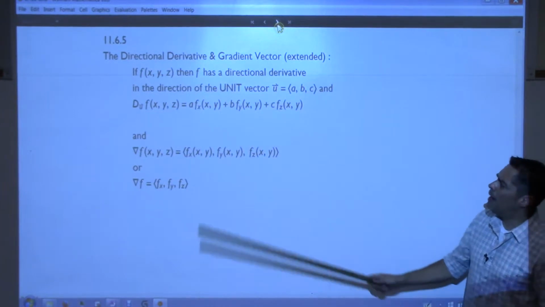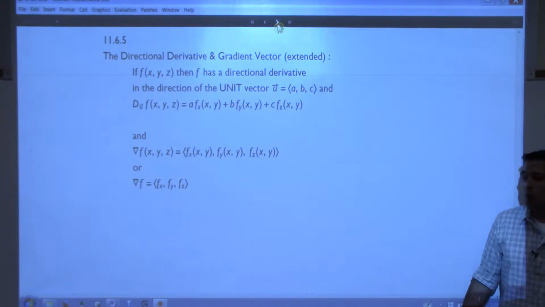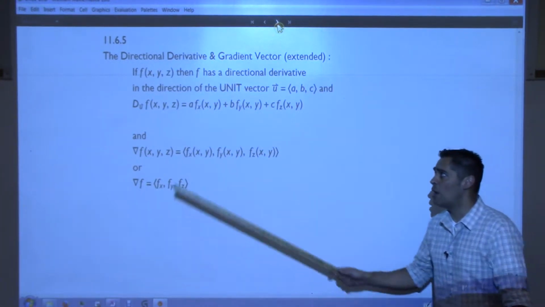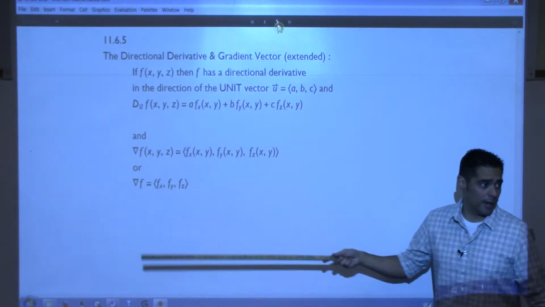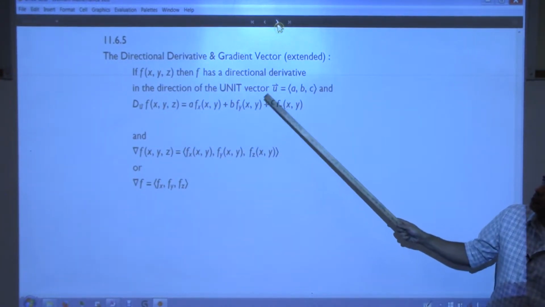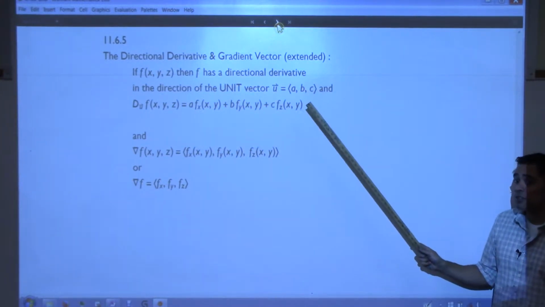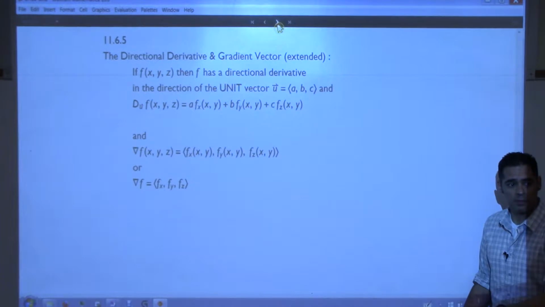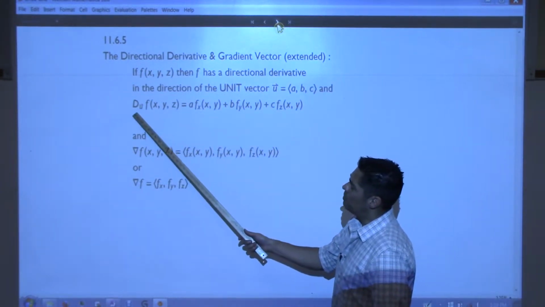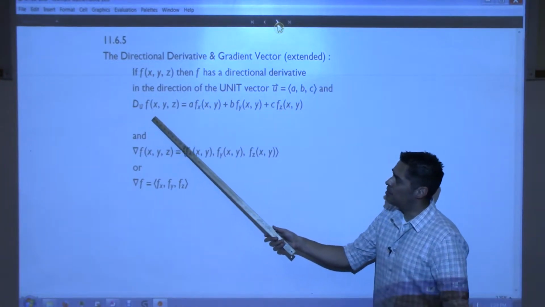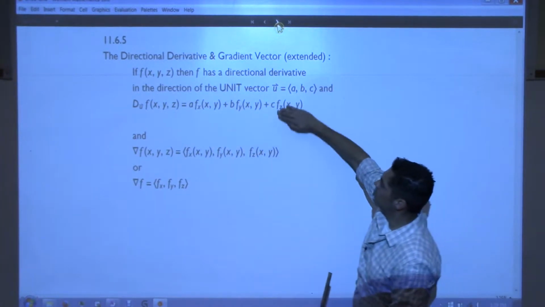But what if we have a function of three variables, f of x, y, z? Now your domain lives where? The domain's in R3. Let's say someone gives you a unit vector in R3, which would be a direction to point in three-dimensional space. Then the directional derivative, does this look familiar? This is exactly the formula before.